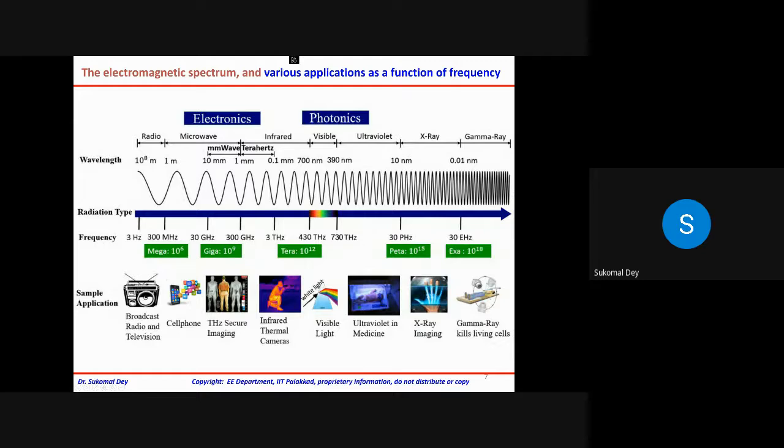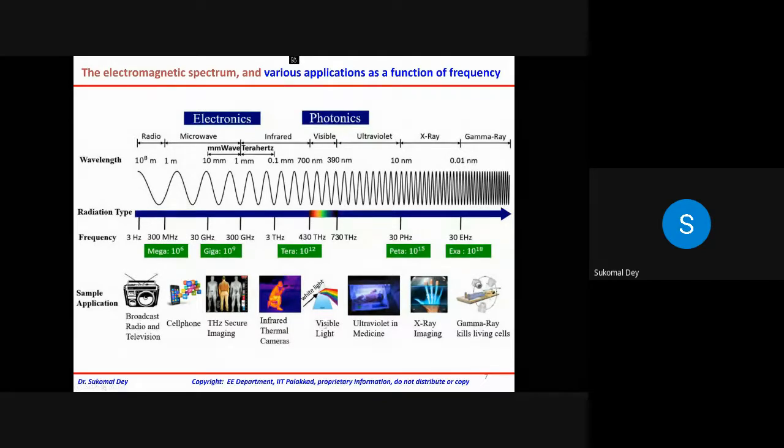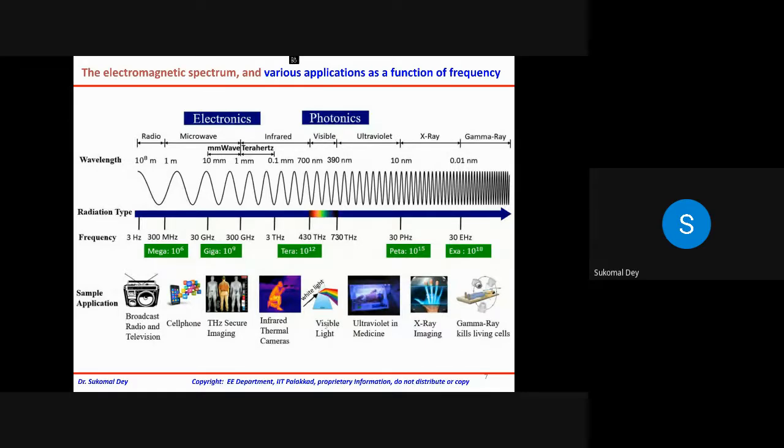Again, as you go from left to right, you can see the applications listed here, each application against its frequency. Those are mentioned in green: mega, giga, tera, peta, exa. And everywhere you can find different applications being used, and some of the devices have been commercialized. So it has a huge range of applications.